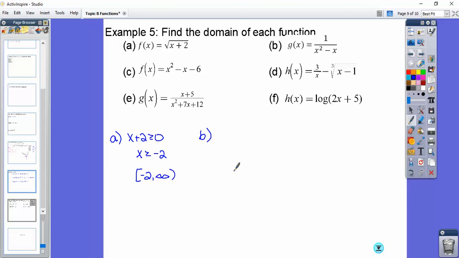B. We have a fraction. We know that in a fraction, the denominator cannot equal 0. So if I pull out an x, we have this. So we know that x can't be 0 or 1. In the past, if it's more than one value x can't equal, you can just list them. Same is true here. If you did choose to write interval, it would be -infinity to 0, union 0 to 1, union 1 to infinity.